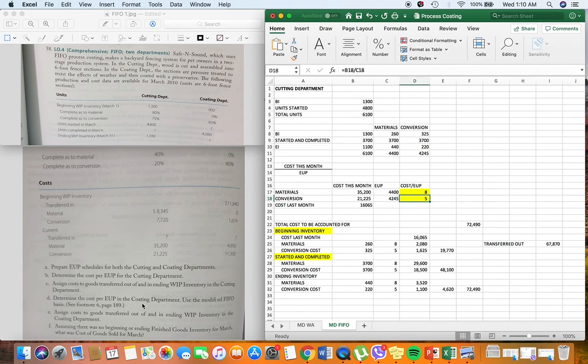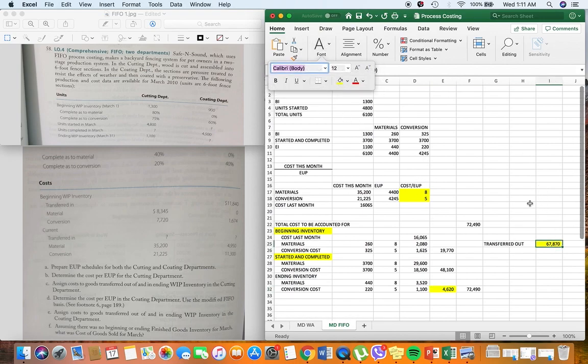Okay? And then we also have to assign cost to goods transferred out and in ending work in process inventory in the cutting department. So, the ending work in process inventory has a cost of 4,620, whereas the transferred out units has a cost of 67,870.